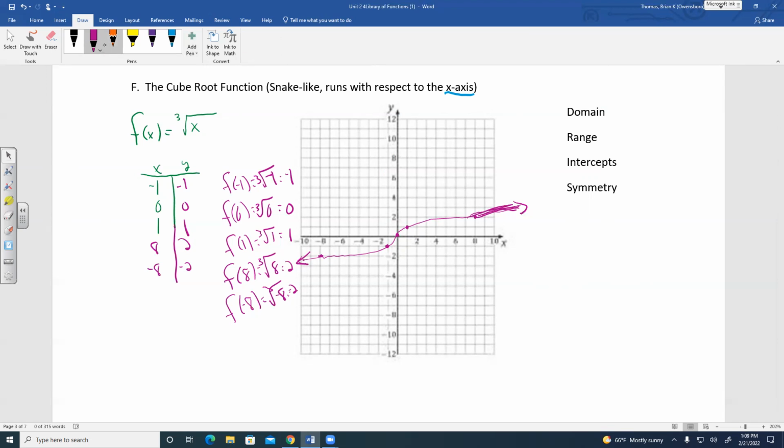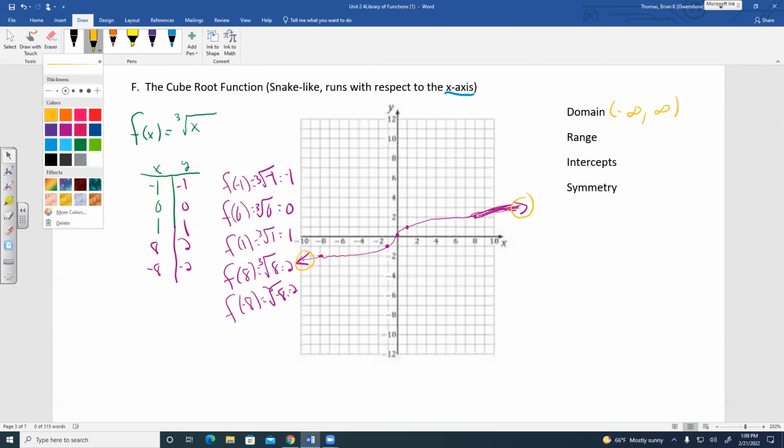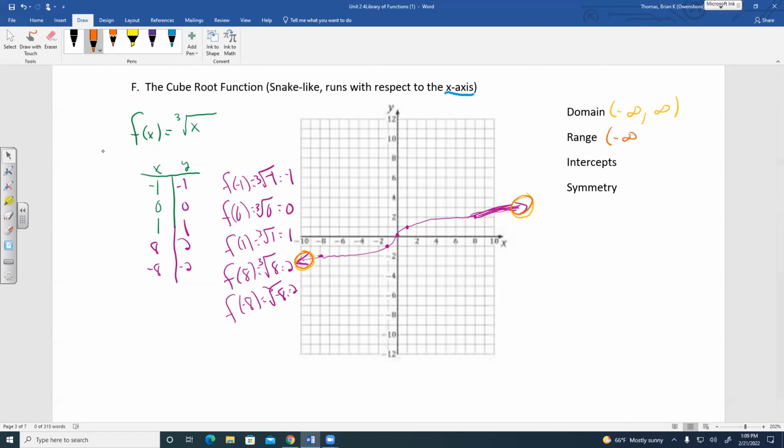So if I'm talking about the domain of this function, notice how there is not a left bound. There's arrows here, and there's not a right bound because there's an arrow there. So there are not any domain restrictions here. The cube root actually does not have any domain restrictions like the square root did. The same way with range, the lower bound is just an arrow, and the upper bound is still just this arrow. So there aren't any range restrictions. That's going to be from -infinity to infinity as well.